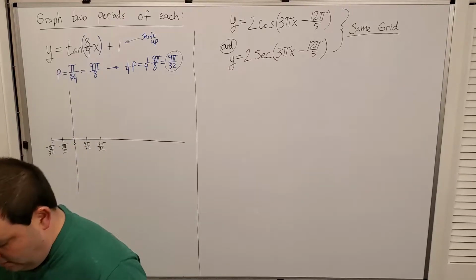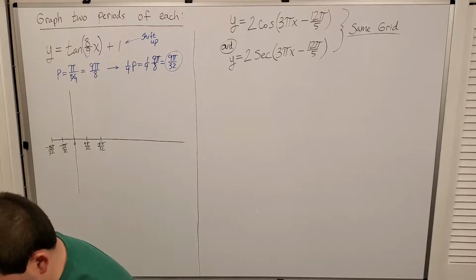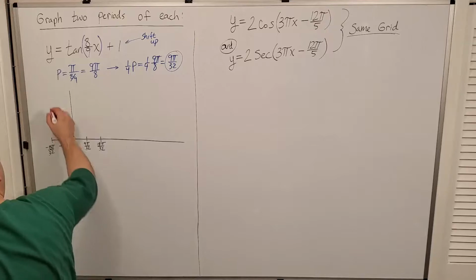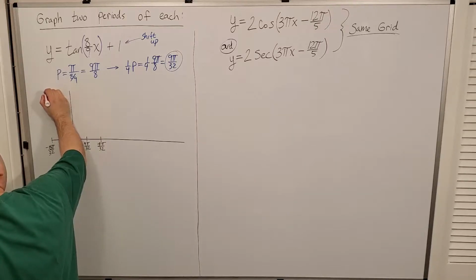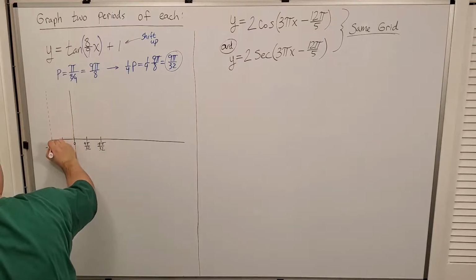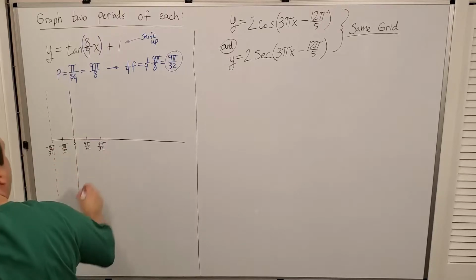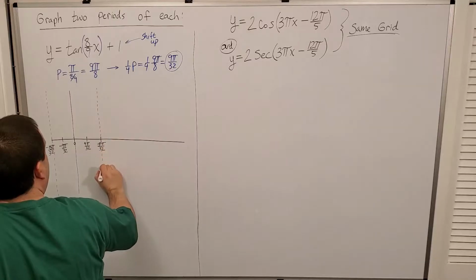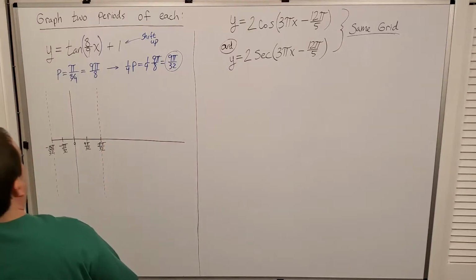I do need to put my asymptotes there. So let's do that. My vertical asymptotes are here and here for the first period that I'm graphing.